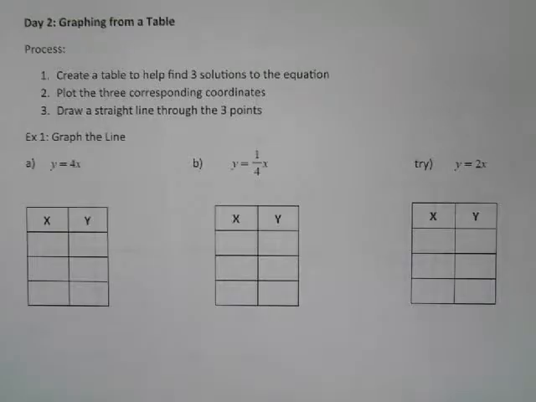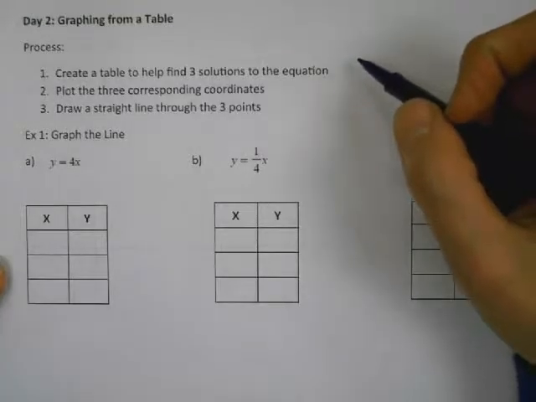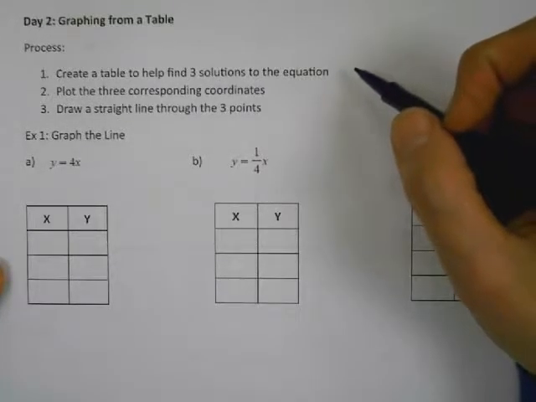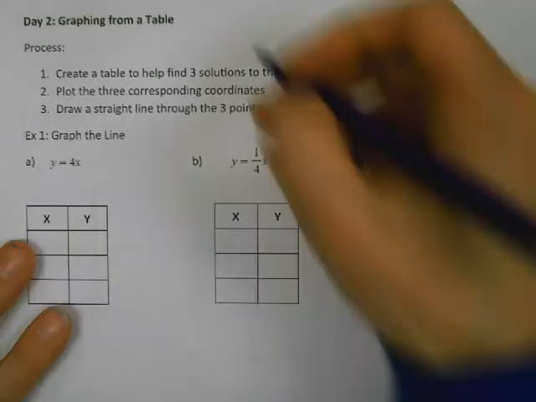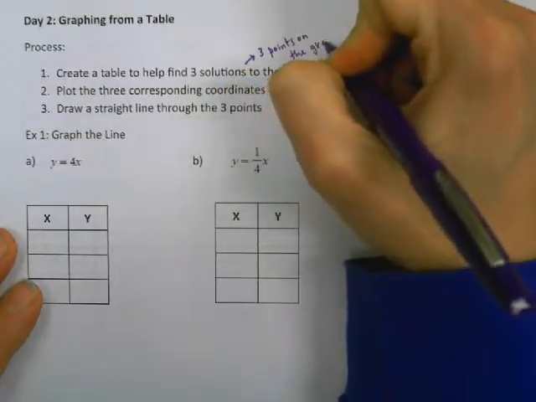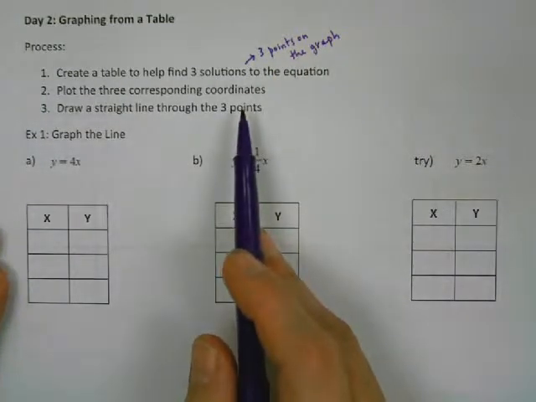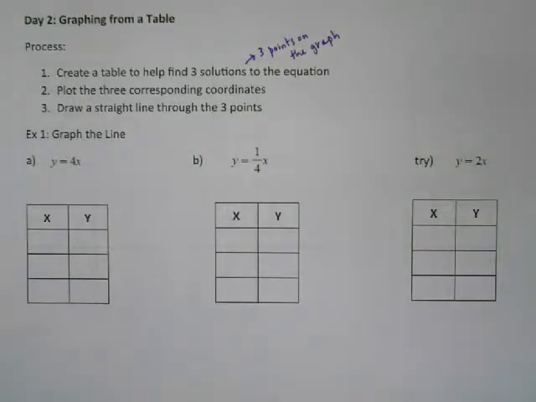So here's how we're going to do it. The first part of the process is going to be just what we've done before. We're going to create a table to help us find three solutions to the equation. When we get three solutions, we're really going to get 3 points on the graph. Once we have those three points, we're going to plot the corresponding coordinates on our coordinate plane, and then we're going to draw a straight line through the 3 points, and that will be the graph of each of these linear equations. So let's go ahead and get started.